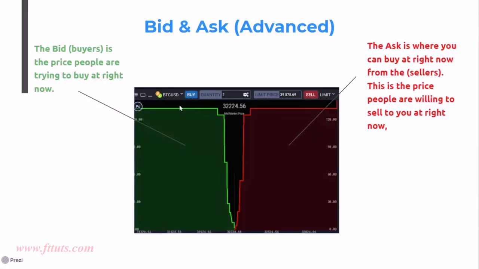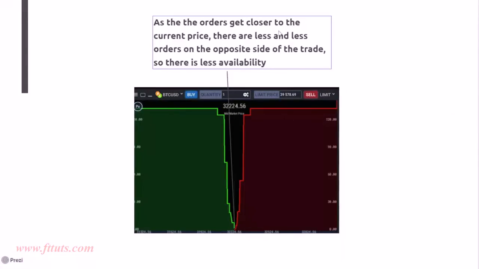And this is a visual representation of that. You can watch it happen in real time and see where the buyers and sellers are actually sitting. As the order gets closer to the current price, there are less and less orders on the opposite side of the trade, so there's less availability.